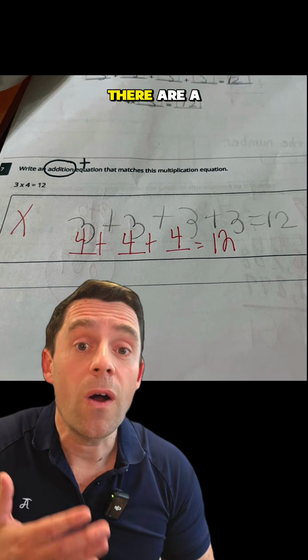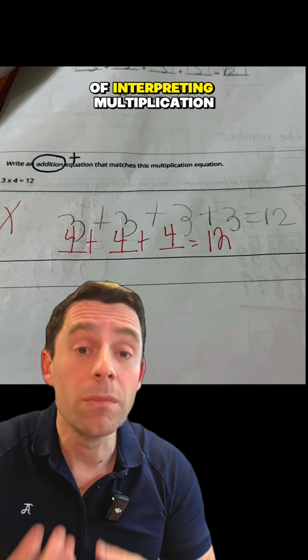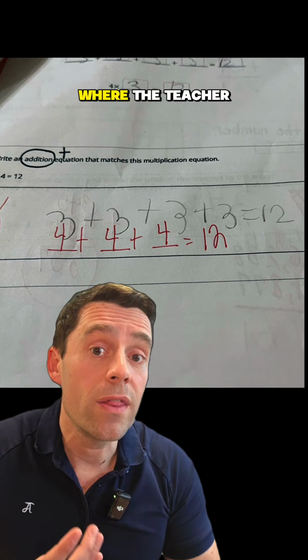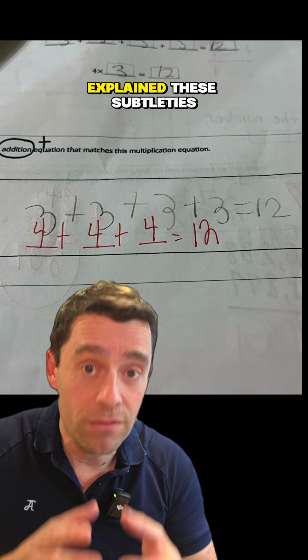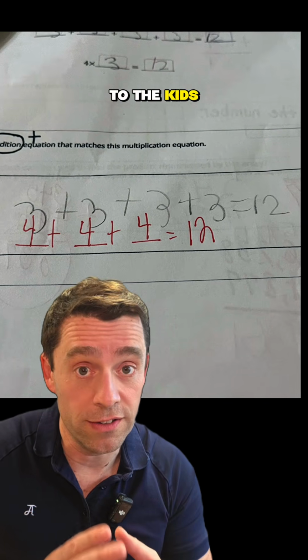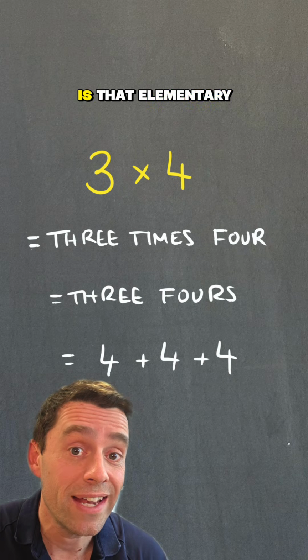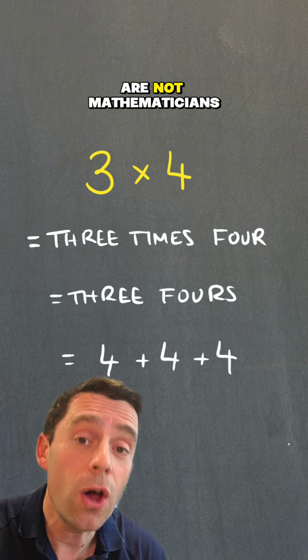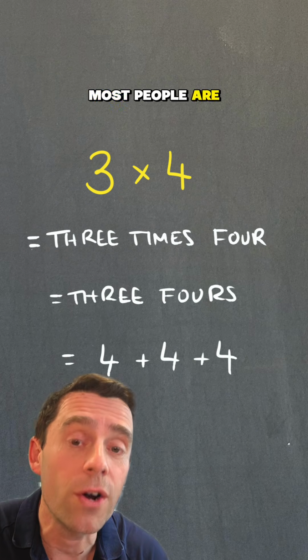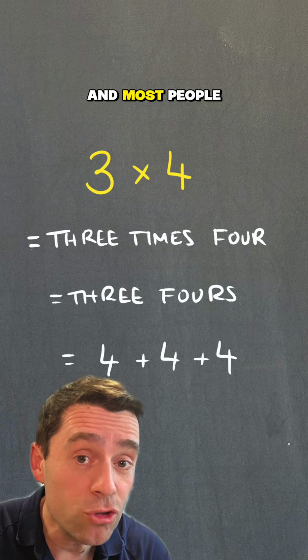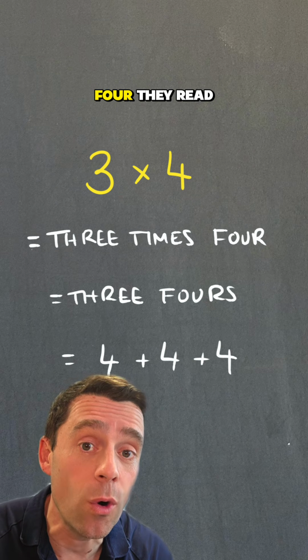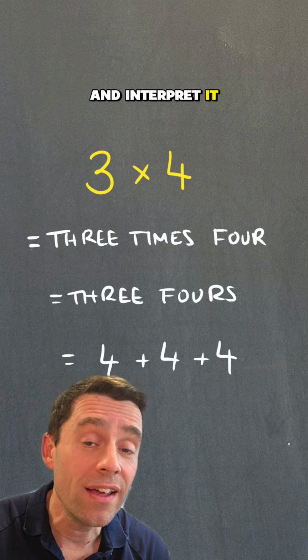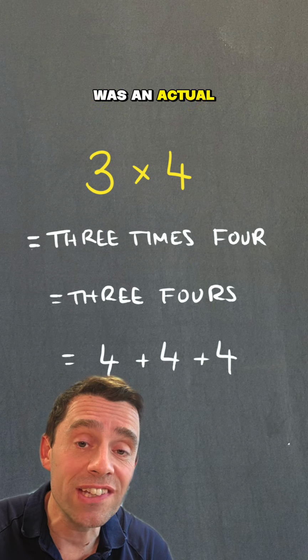And in fact, there are a couple of ways of interpreting multiplication equations where the teacher would be actually right if they had explained these subtleties to the kids. The first thing to keep in mind is that elementary school teachers are not mathematicians. Most people are not mathematicians, and most people, when they read a multiplication sentence, like 3 times 4, they read it and interpret it as if it was an actual sentence.